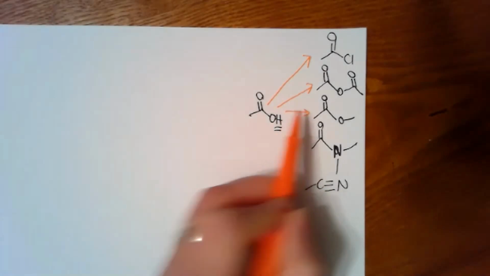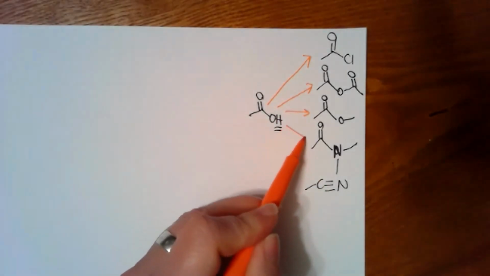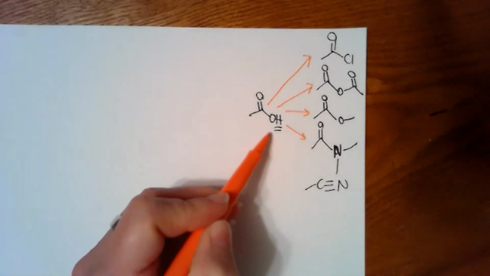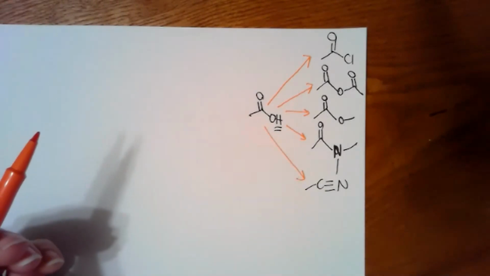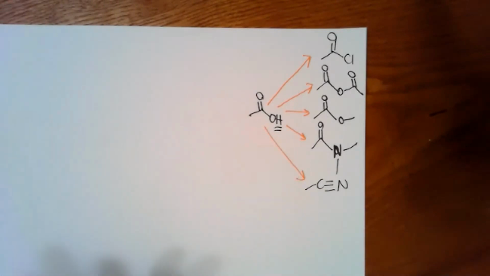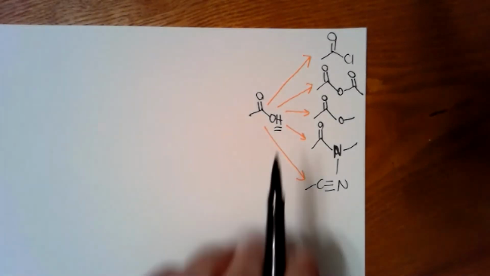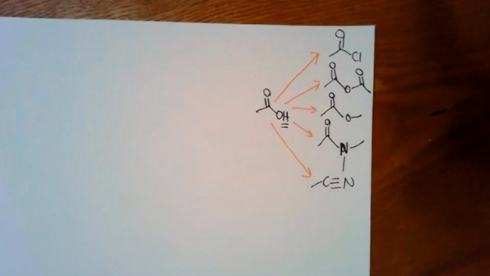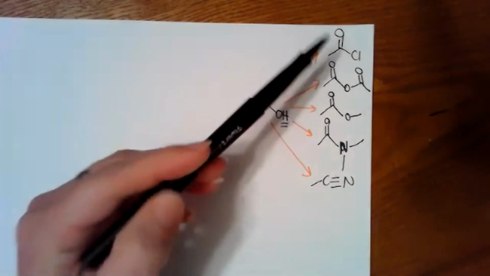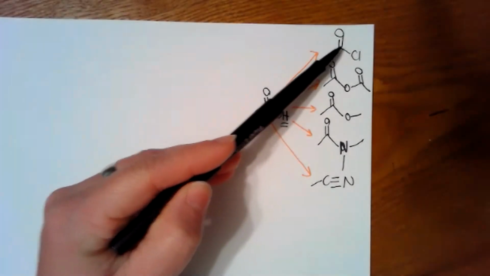Carboxylic acids can be turned into esters. Carboxylic acids can be turned into amides. And carboxylic acids can be turned into nitriles. Sort of. There's a detour along the way for that one. But in theory, carboxylic acids can be turned into each of these derivatives. So we're going to start talking about how a carboxylic acid can be turned into this derivative first.